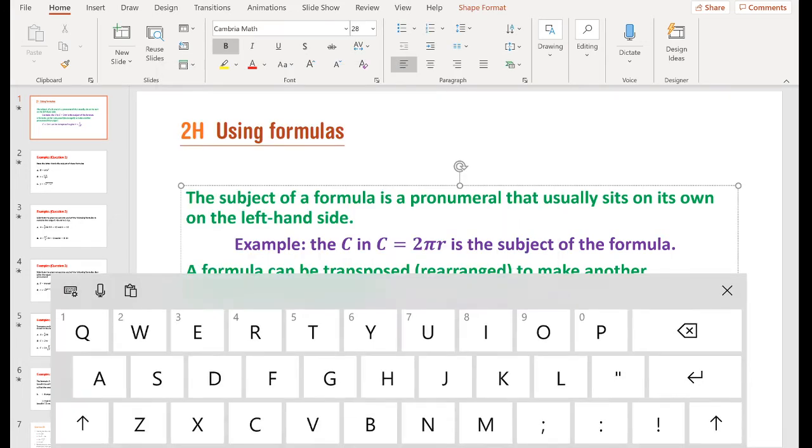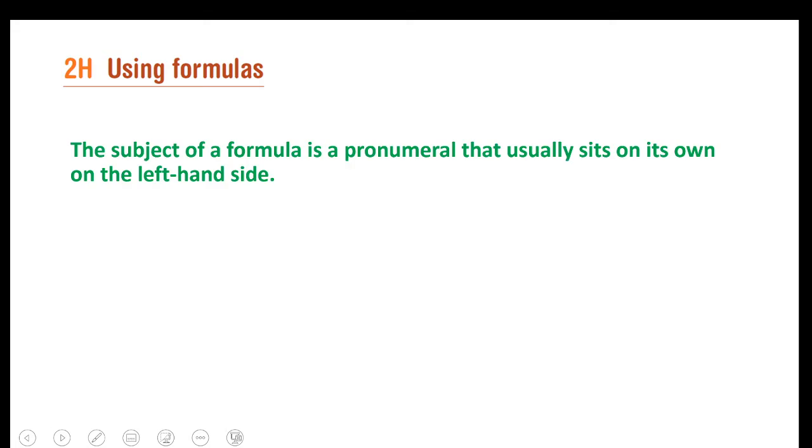Okay, so welcome to this presentation. This is using formulas. The subject of a formula is the pronumeral that usually sits on its own on the left-hand side. So if you have an equation that looks something like y is equal to 3x plus 2, the subject is just that letter that sits there on its side.